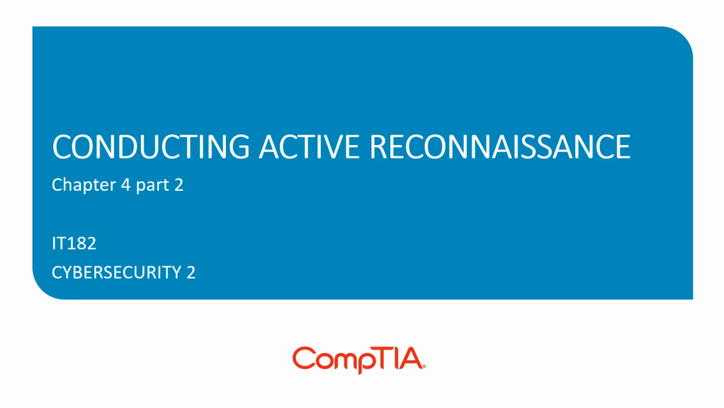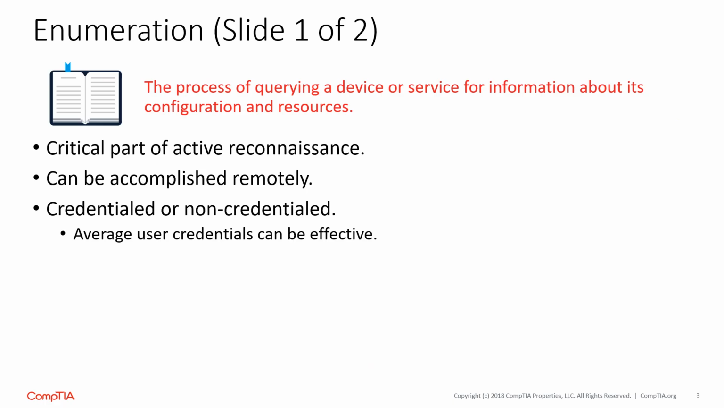So this is part 2 of chapter 4 entitled Conducting Active Reconnaissance. Enumeration is the process of using various techniques that query a device or service for information about its configuration and resources. It is a common step in active reconnaissance and crucial to penetration testing. Once you have connected to a host, you can interrogate it for details that will reveal additional attack vectors.